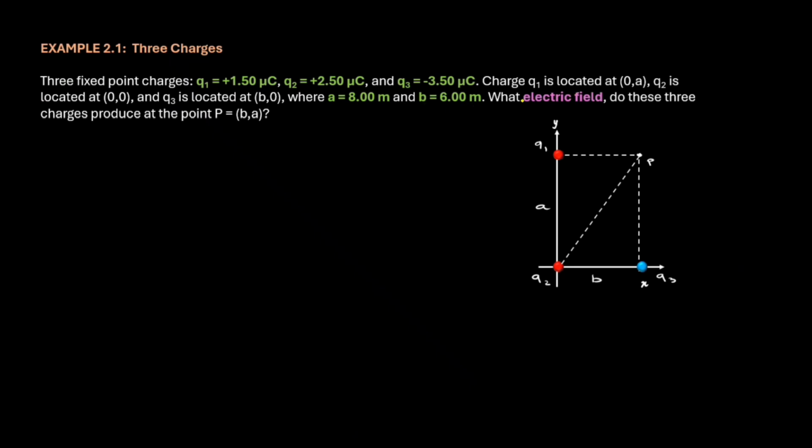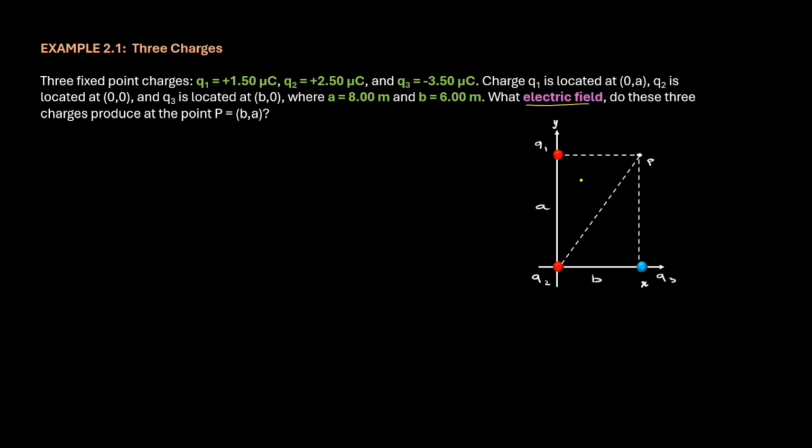6 meter. What electric field do these 3 charges produce at point P equals B, A? So this is my point P at B, A. And we need to find what is the electric field produced by these 3 charges at point P.